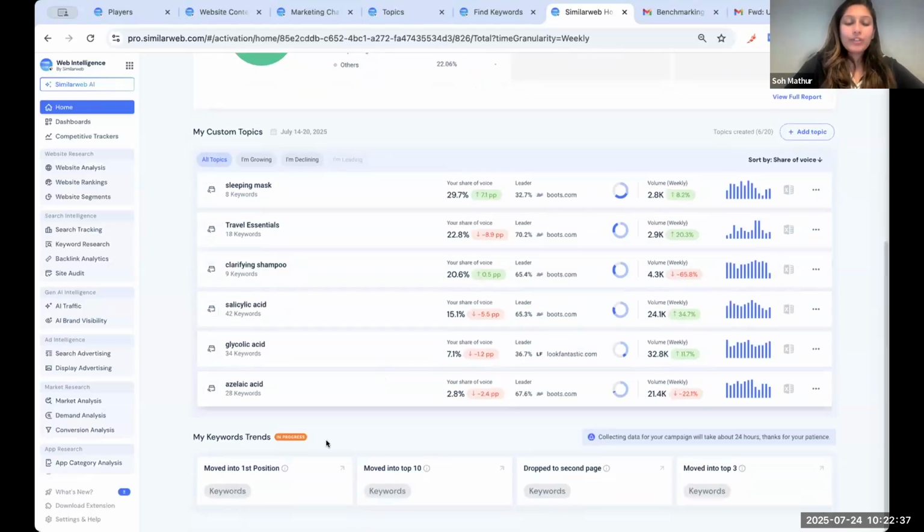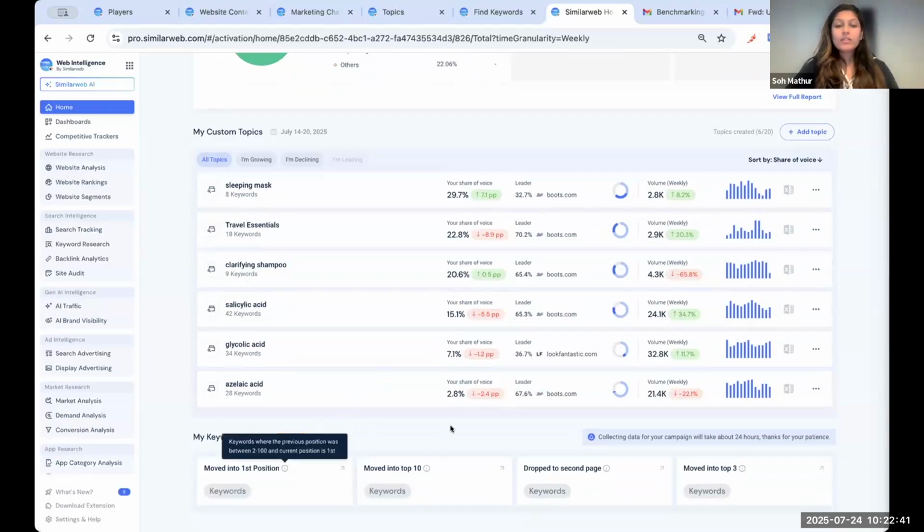The next thing that you can do here is the keywords trends report. Now, this is where you can actually set up a rank tracker campaign for all the keywords and the topics that you want to be more visible for. So that's really quick daily, weekly insights that you can action really quickly as well.